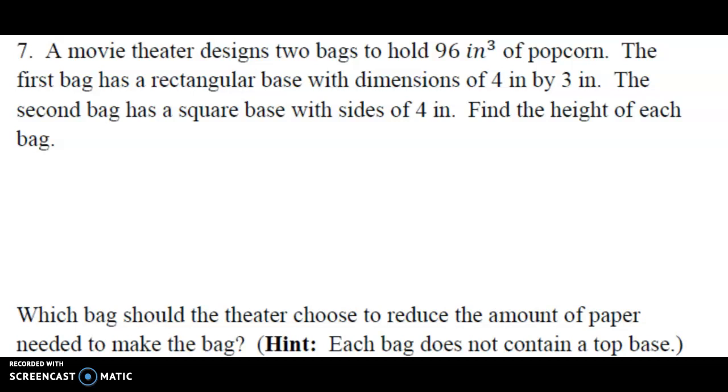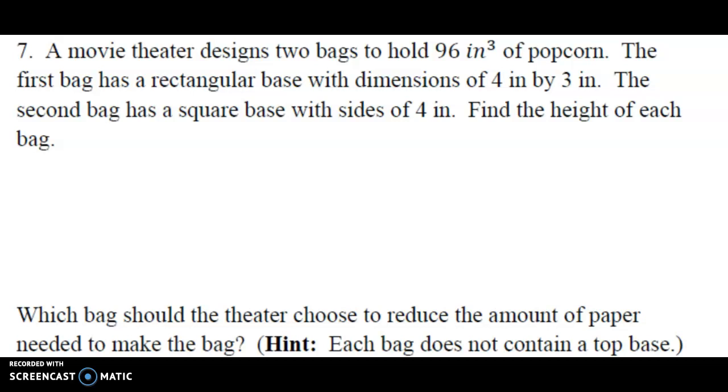A movie theater designs 2 bags that hold 96 cubic inches of popcorn. The first bag has a rectangular base with dimensions of 4 by 3. The second bag has a square base with sides of 4 inches. Find the height of each bag.